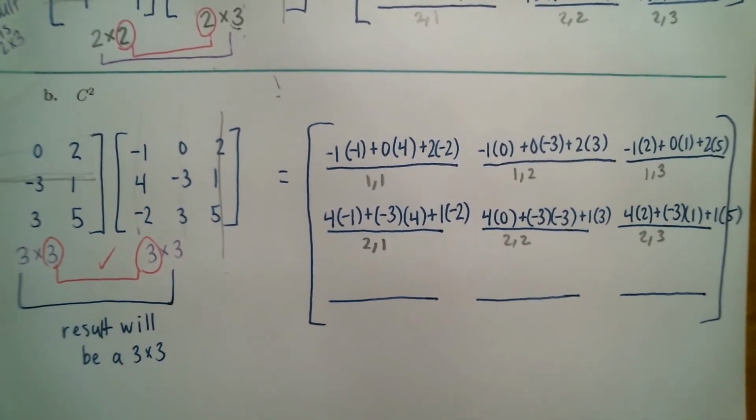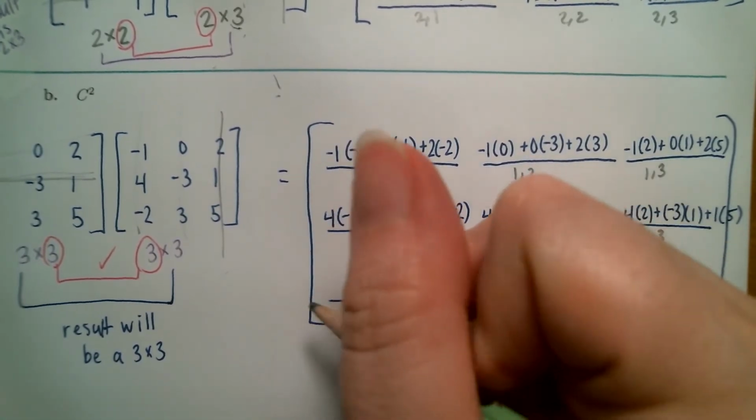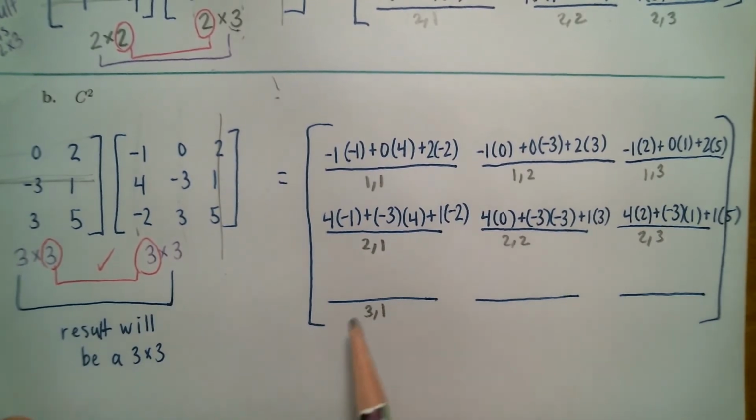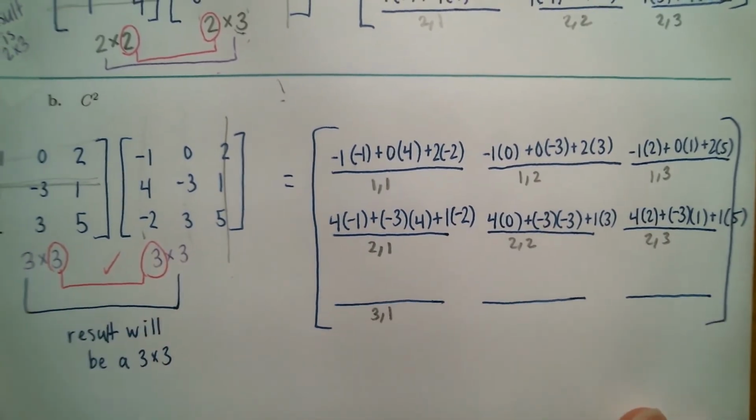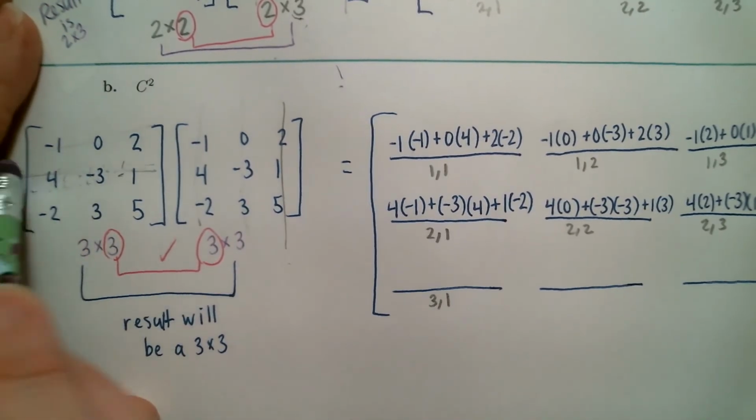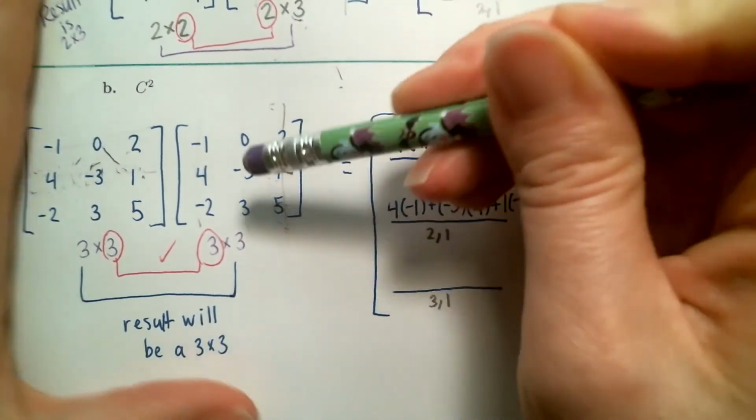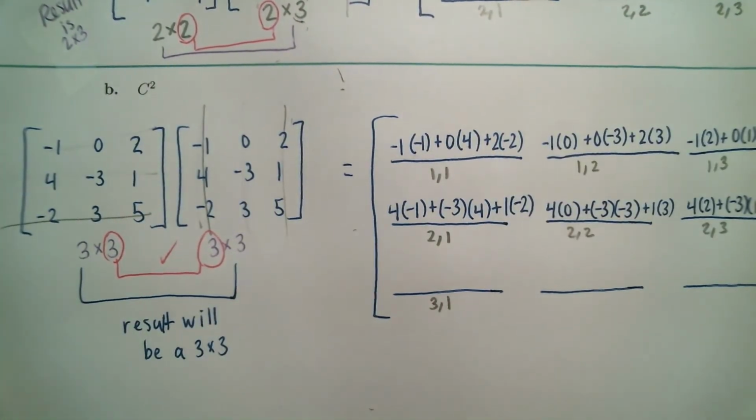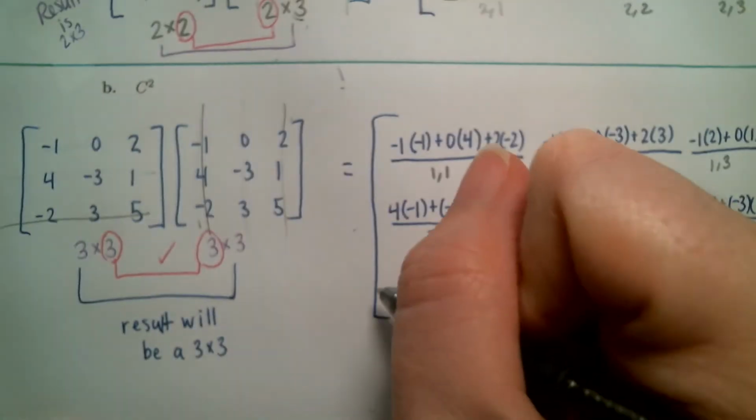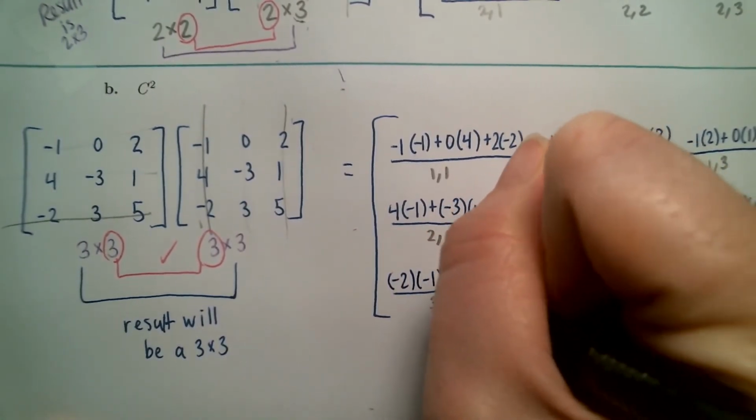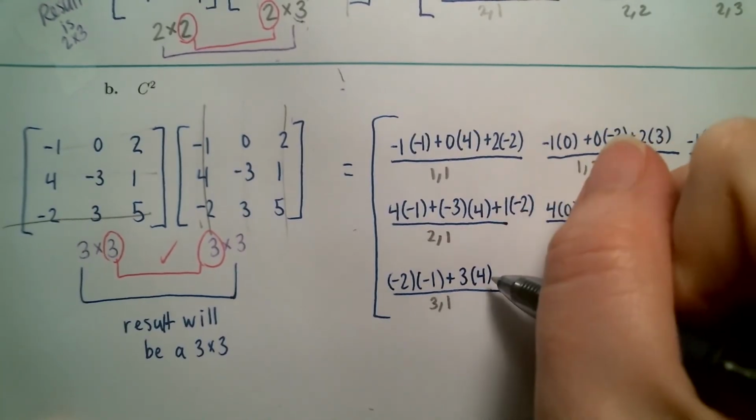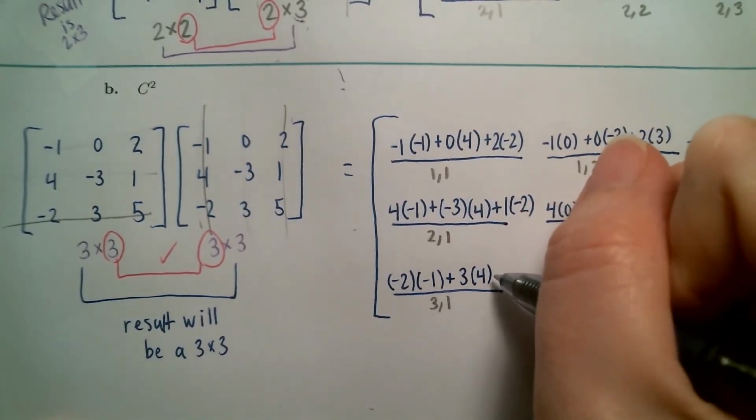Okay. All right, moving on to the last row. It's just a whole bunch of dot products. This is going to be the third row, first column. That's the position of this element in the final matrix here. We're going to do the dot product of third row, first column. So we're going to do negative 2 times negative 1 plus 3 times 4 plus 5 times negative 2.